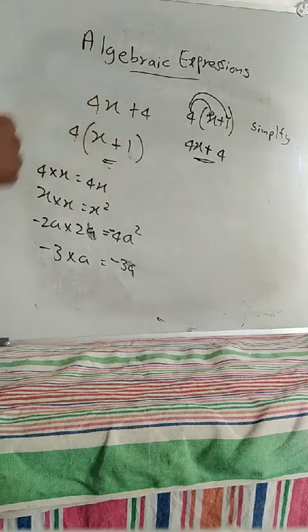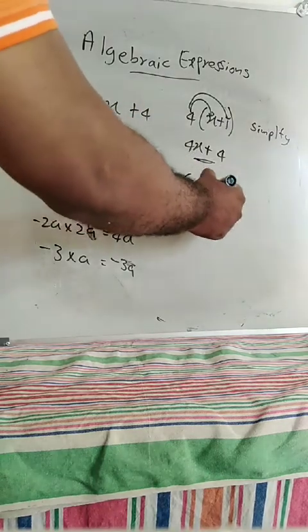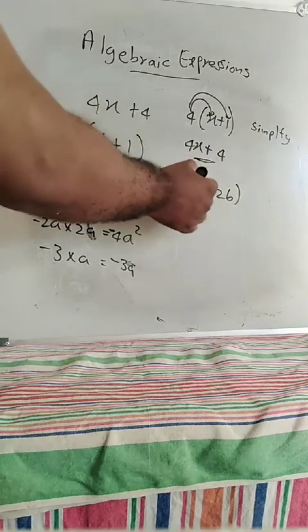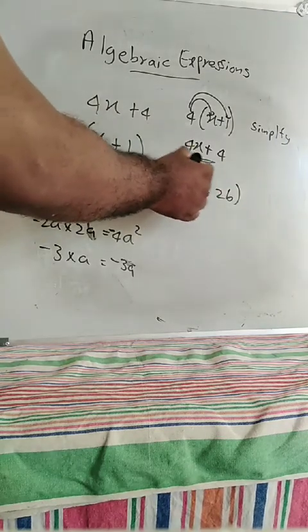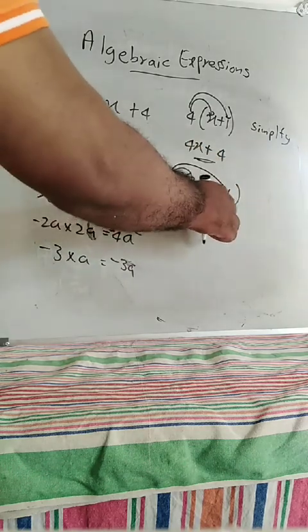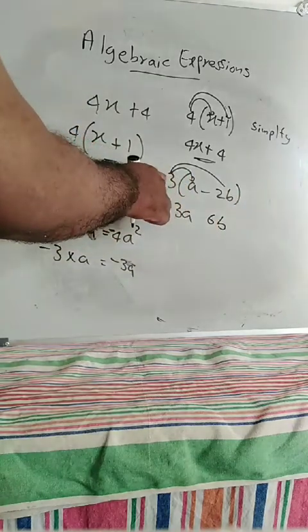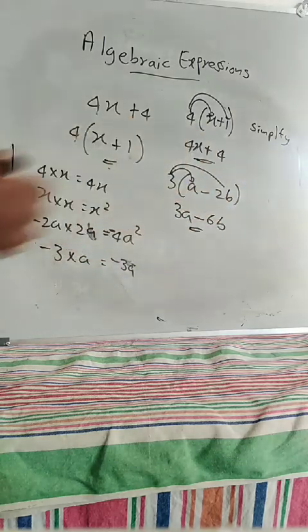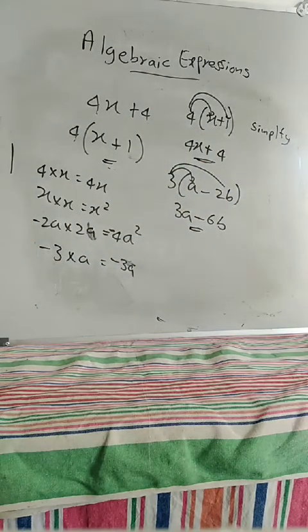Here they have come. Another one, 3 times a minus 2b. Here simplify when brackets are there, right? How to simplify this? Then 3 is the multiplier. Now 3 should multiply, 3 multiplied by a, 3a. Then 3 multiplied by 2b, 3 into 2b, 6b. Sign: in multiplication, plus times minus gives minus. Understand? Right.